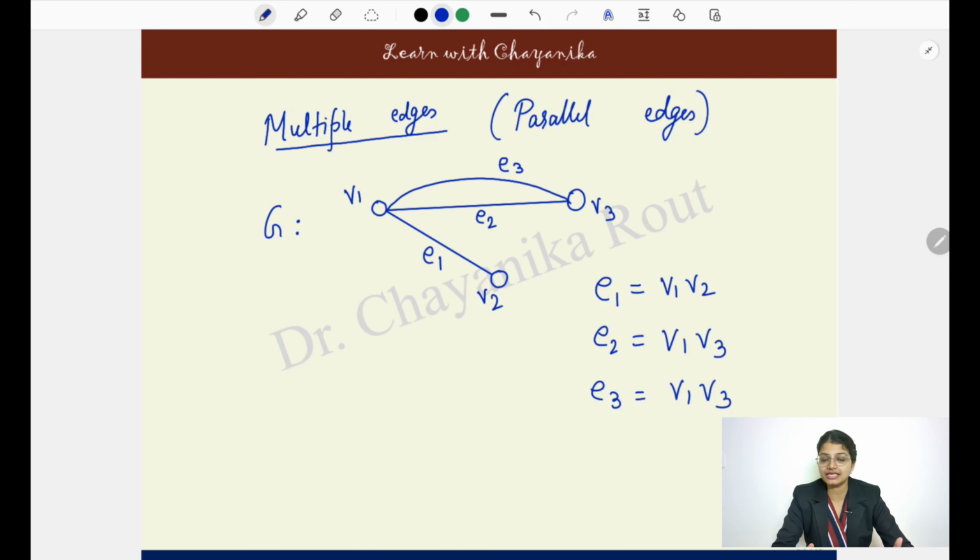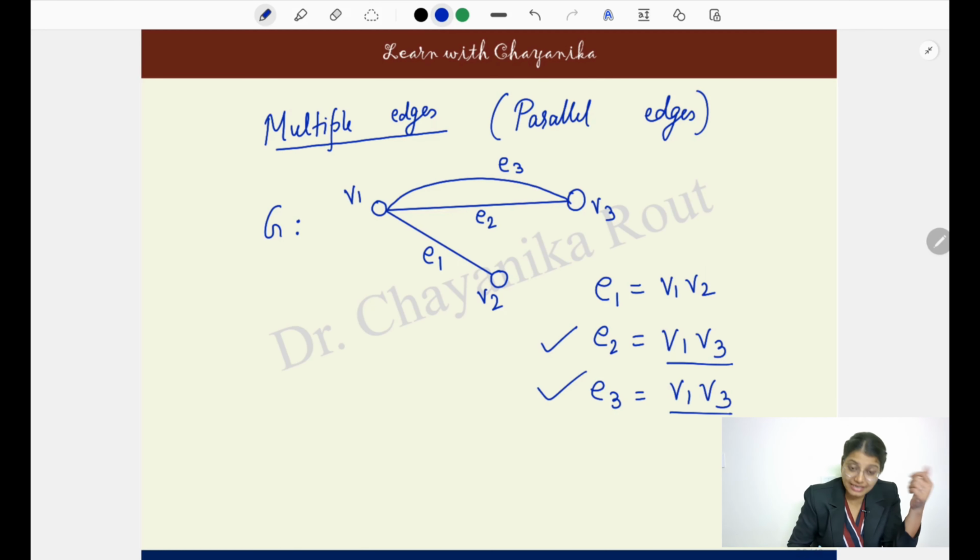So when you represent the edges in terms of the end vertices, you will find in this graph E2 and E3 have the same vertices as their endpoints. V1 and V3 are not only the endpoints of the edge E2, but they are also the endpoints of the edge E3. So E2 and E3 are multiple edges or parallel edges. So that's the definition. When you see two or more edges in a graph sharing both their endpoints, they will be called multiple or parallel edges.